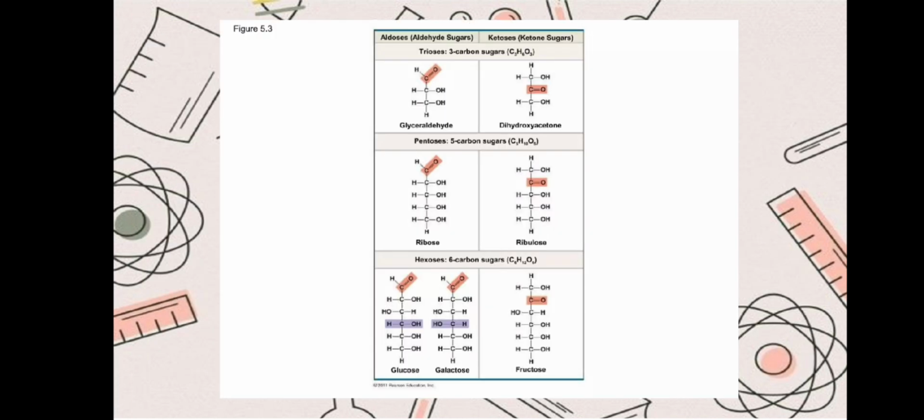Here are the figures of aldoses, aldehyde sugars, and ketoses, ketone sugars. Trioses have 3 carbon sugars, pentoses have 5 carbon sugars, and hexoses have 6 carbon sugars.